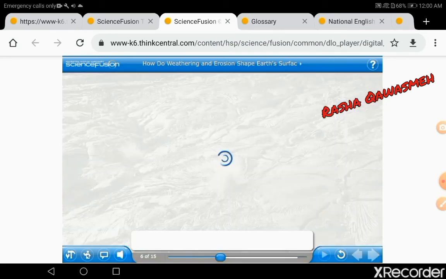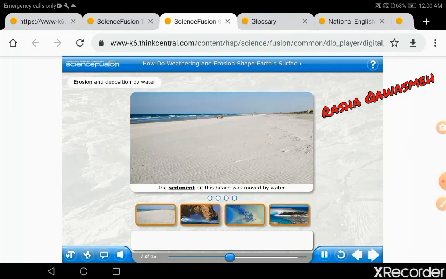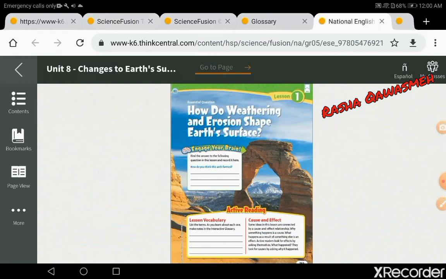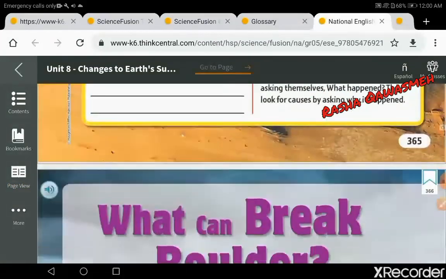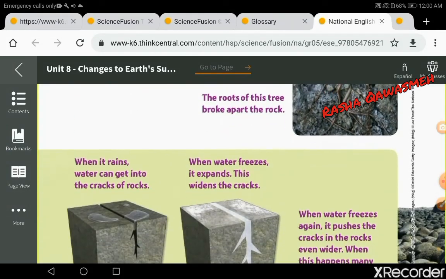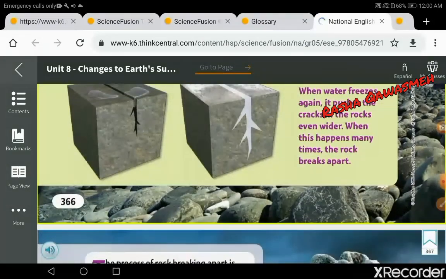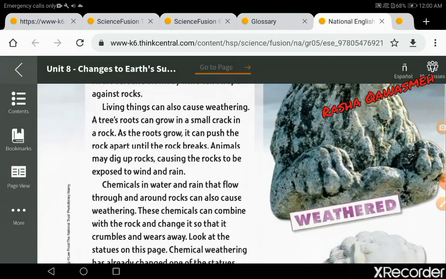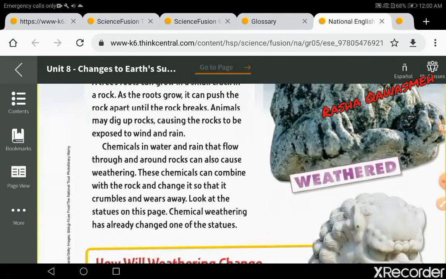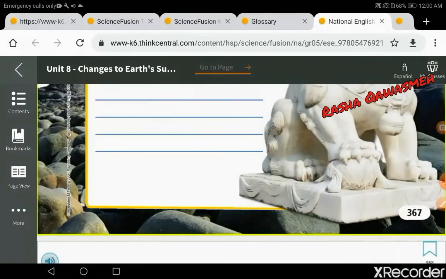Okay, now we will stop here. We will continue talking about erosion and deposition in the other part. So the other part we will start with this page. But I would like to show you some pages that talk about weathering. So as we mentioned before, these types are physical weathering. This one, yes, this one is weathered, the statue. This is before weathering.